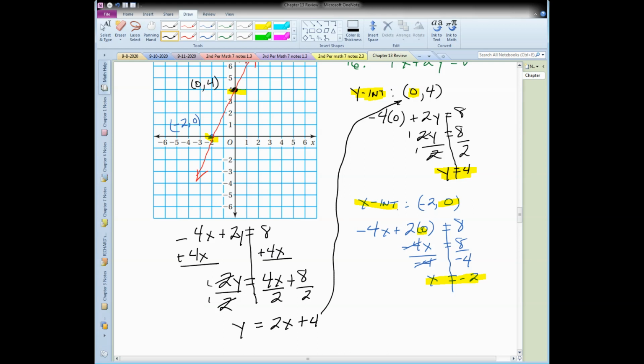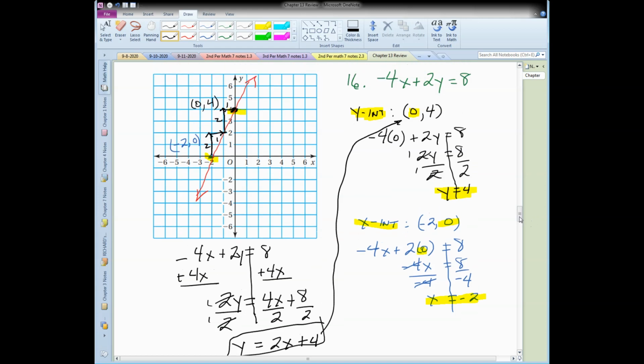You can see that my y-intercept here is at the point (0, 4). And then my slope is a rise of 2, so from here I go up 2, and then I run 1. I can go up 2 again, and I run 1 again. And you can see that these two equations, y equals 2x plus 4 and the original one, negative 4x plus 2y equals 8, represent the same line. Okay, there you go.